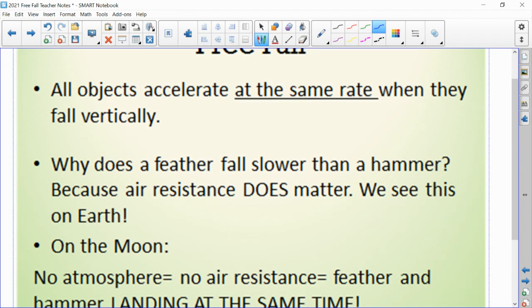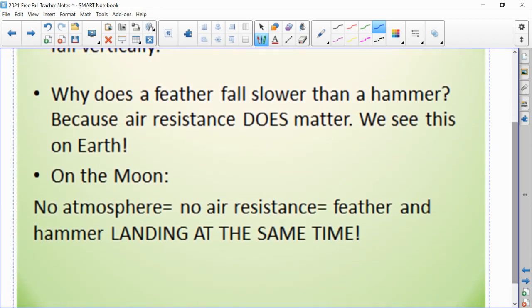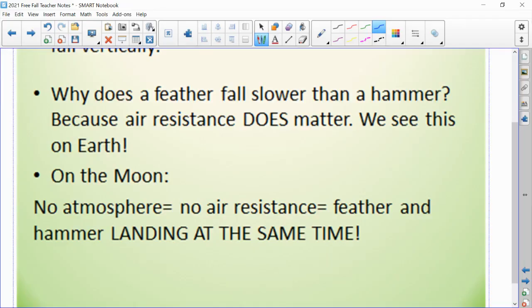So if we could pull all of the air out, we should be able to show that they fall at the same speed. That's hard to do, but the moon has no atmosphere and no air resistance, so the feather and the hammer should land at the same time. I'm going to show you about a minute and a half video of this actually happening back in one of the Apollo missions. The feather and the hammer do go at the same time. We don't see it in the real world because of air resistance.